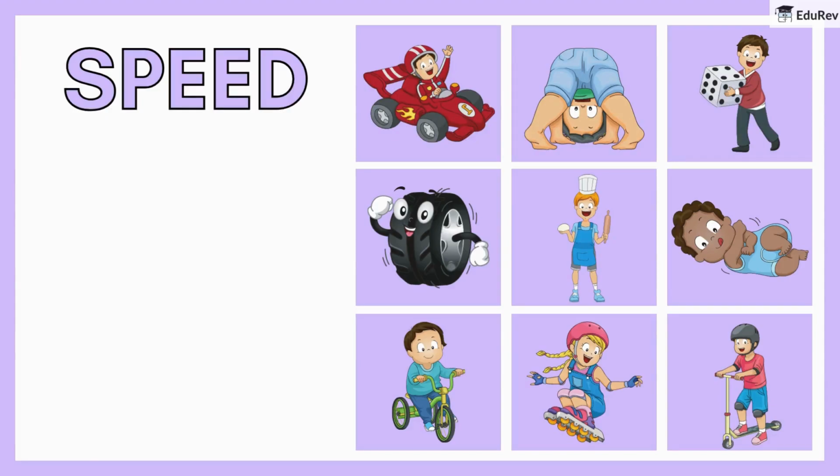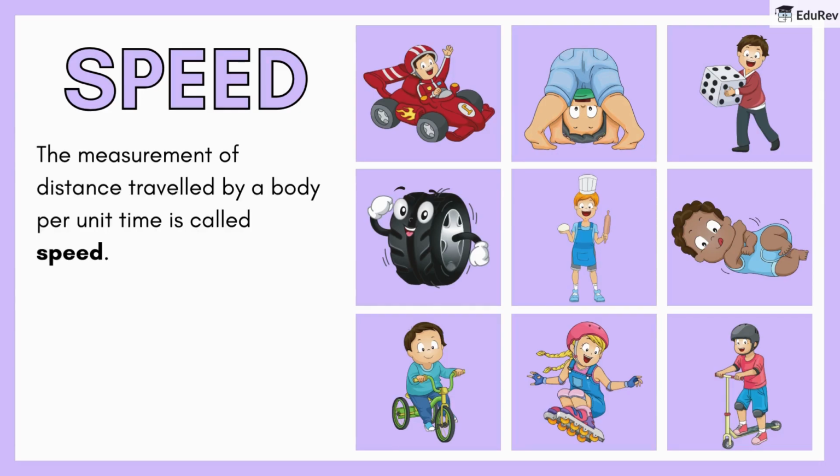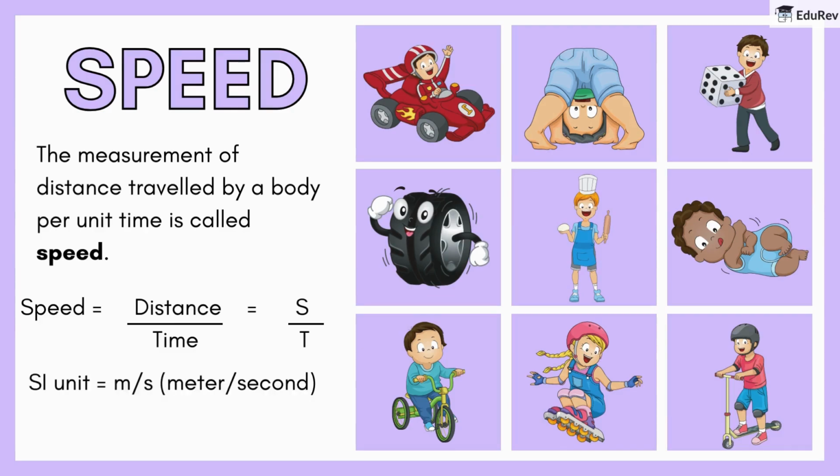Now, how do we tell how fast or slower motion is? Yes, we tell this by using speed. Speed is the measurement of the distance traveled by a body per unit of time. So, speed is equal to distance upon time. The SI unit of speed is meters per second, m/s.